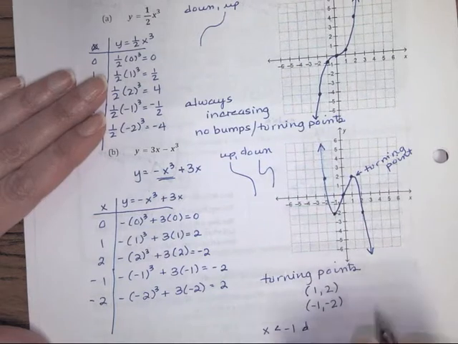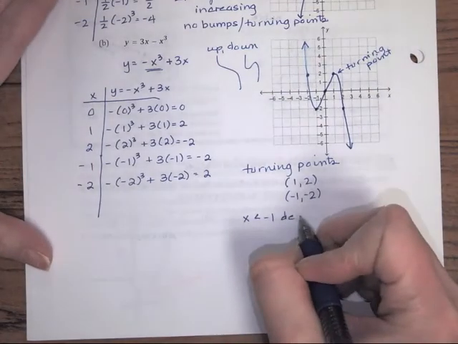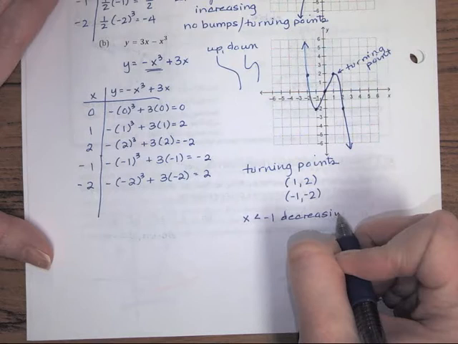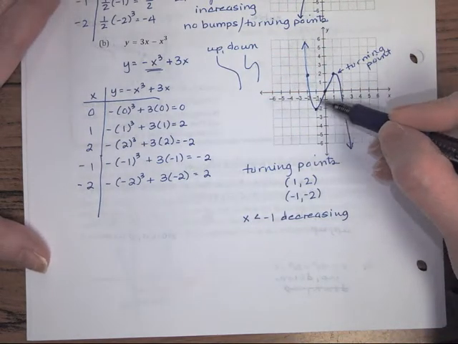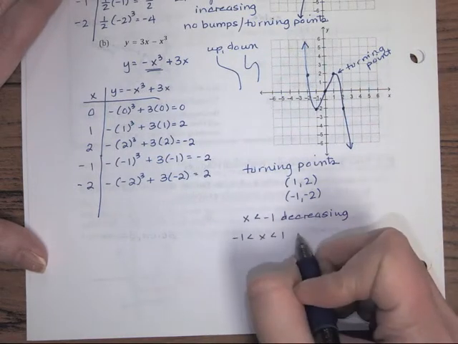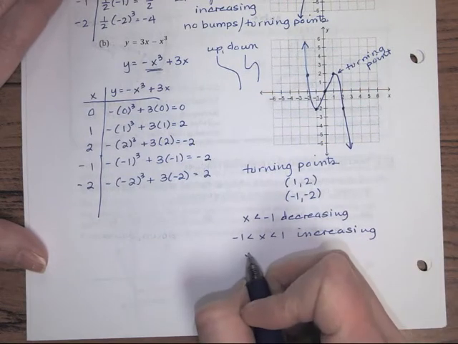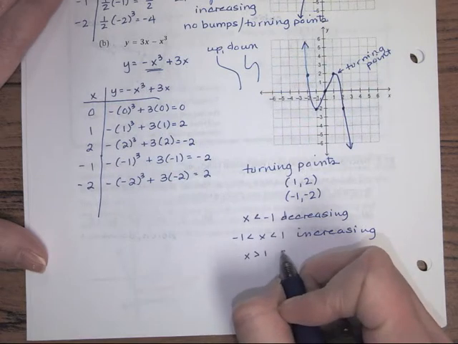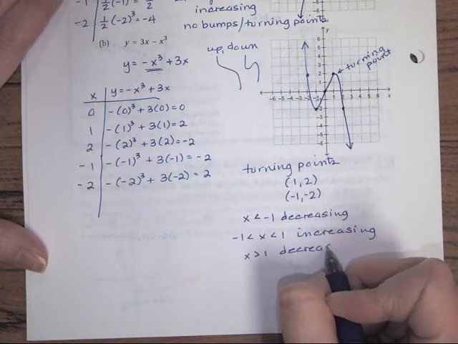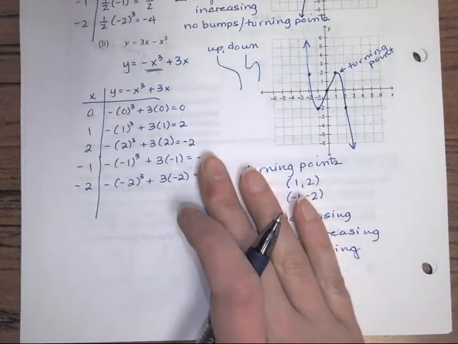Can you move it up a little bit? Sure can. Between negative 1 and 1, so remember how to write this from many chapters ago, it is increasing. And then when x is greater than 1, it is again decreasing. So just playing around with these is kind of fun.